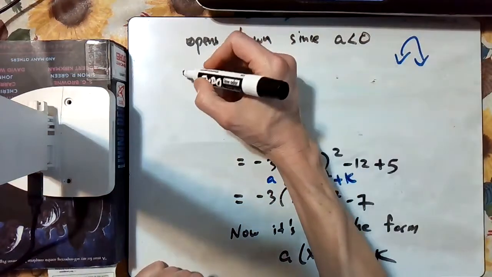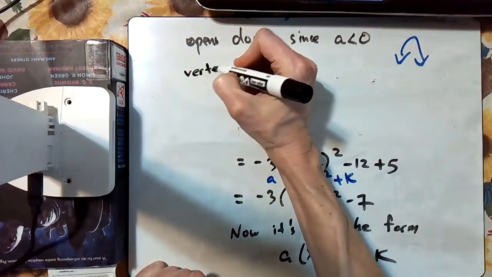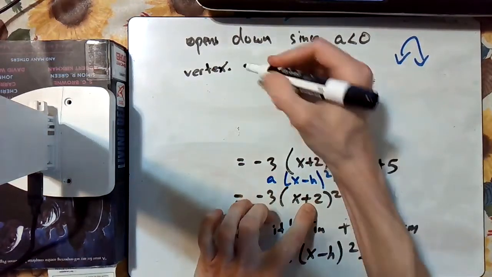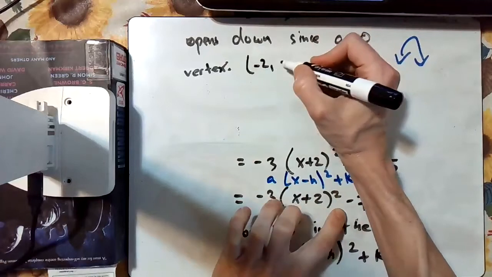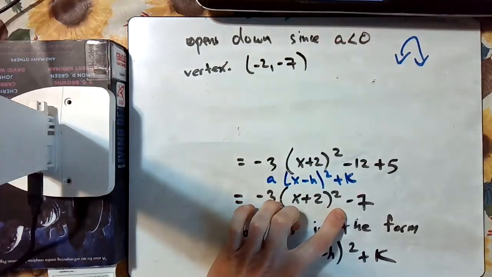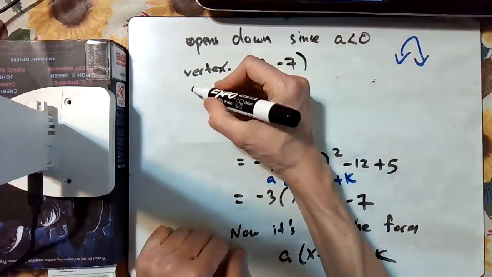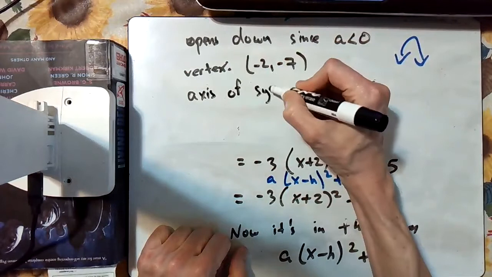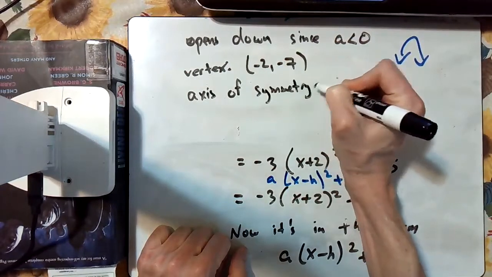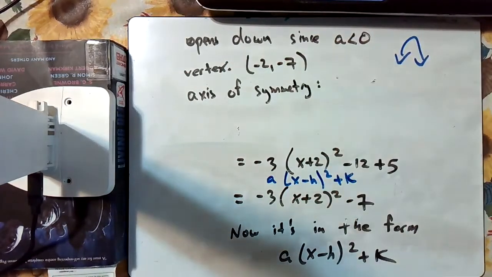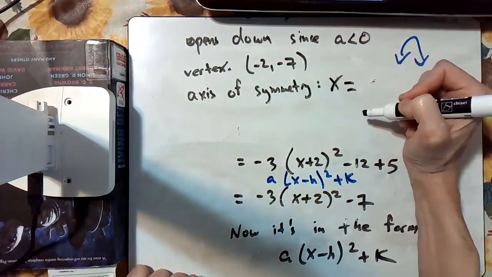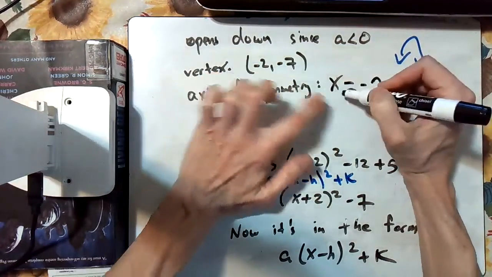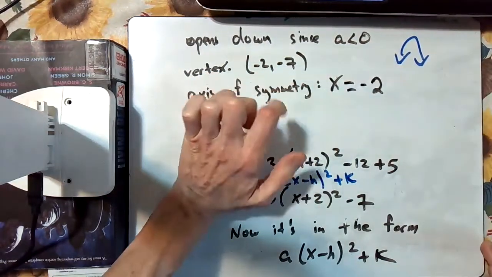And then the vertex is, well, we can tell by examining it, right? Remember, you flip the signs of the x component. It's negative 2 comma negative 7. From there, we could even say, oh, what's the axis of symmetry? We don't need to graph it, right? Remember, axis of symmetry was always x equals the x part of the vertex, which is negative 2. So that was your answer right there. Don't forget, x equals for the axis of symmetry.